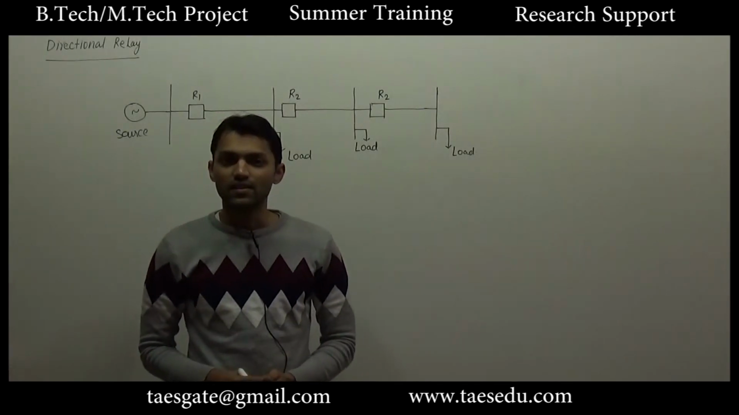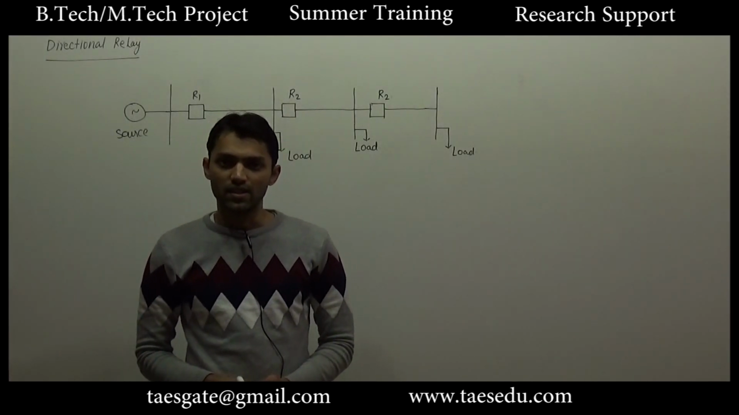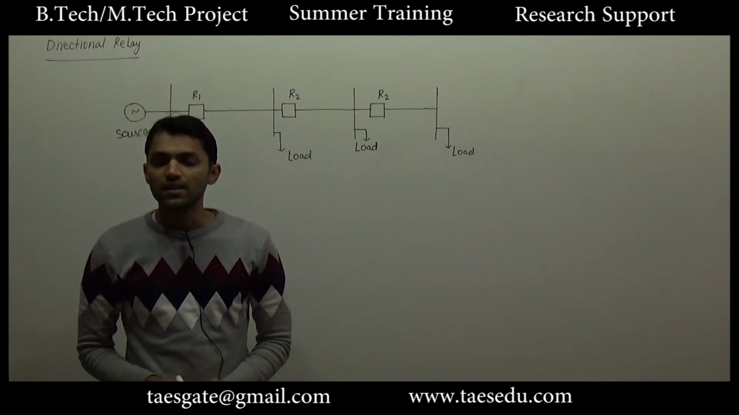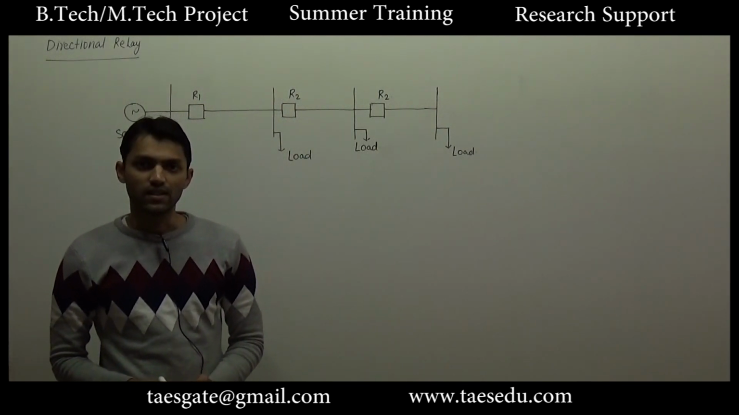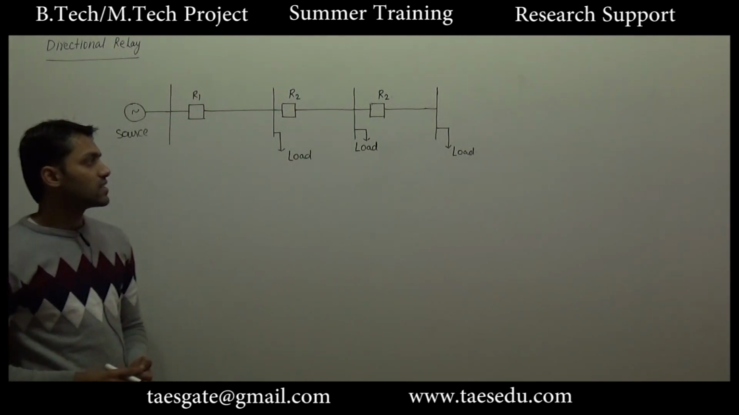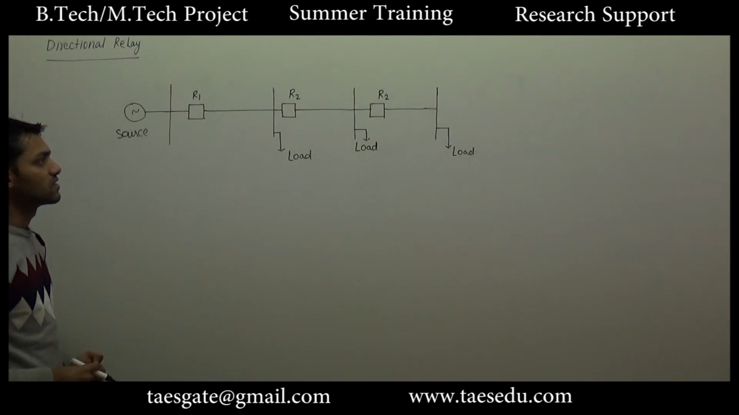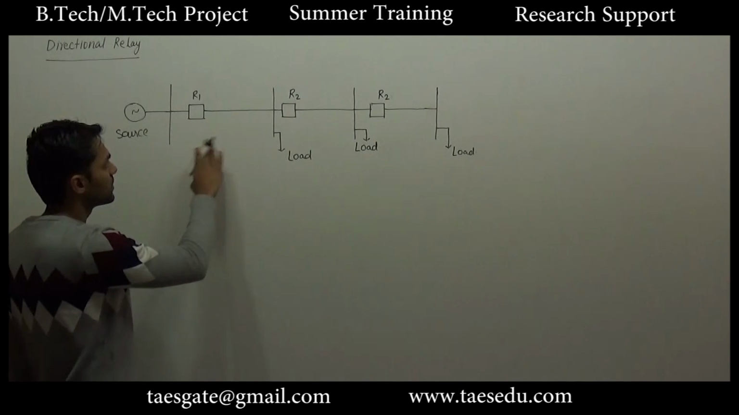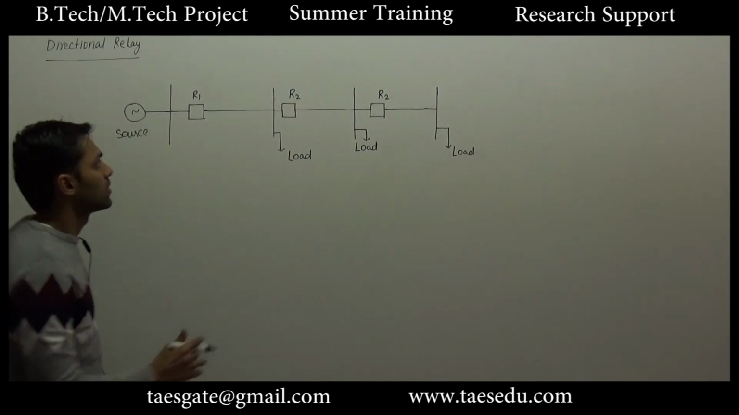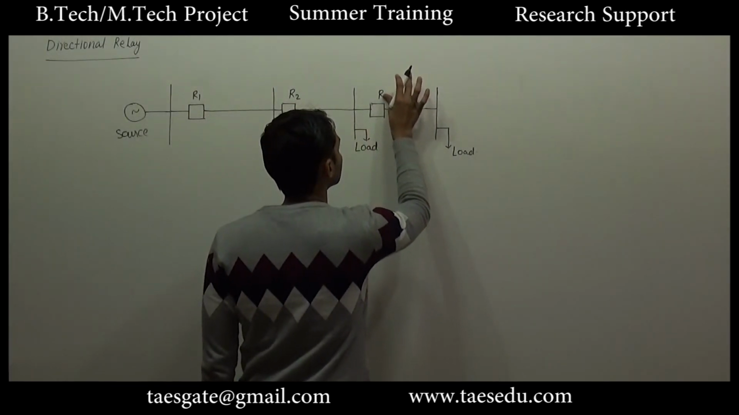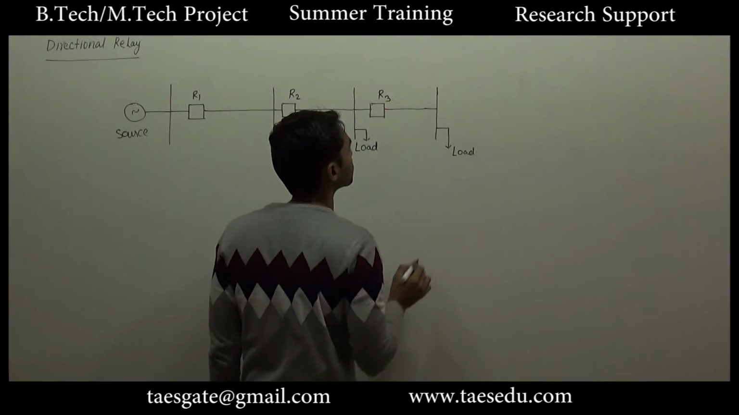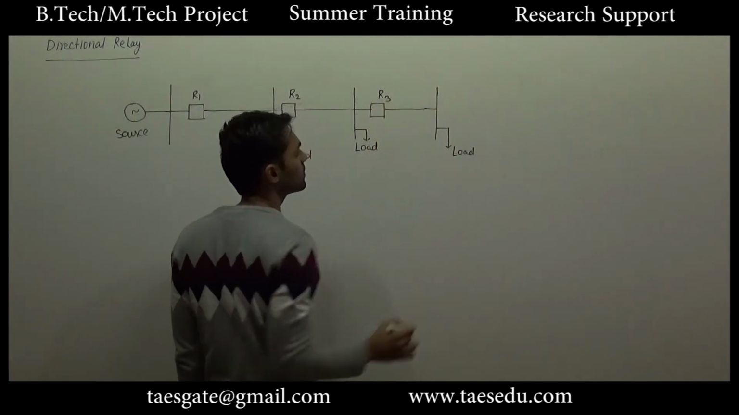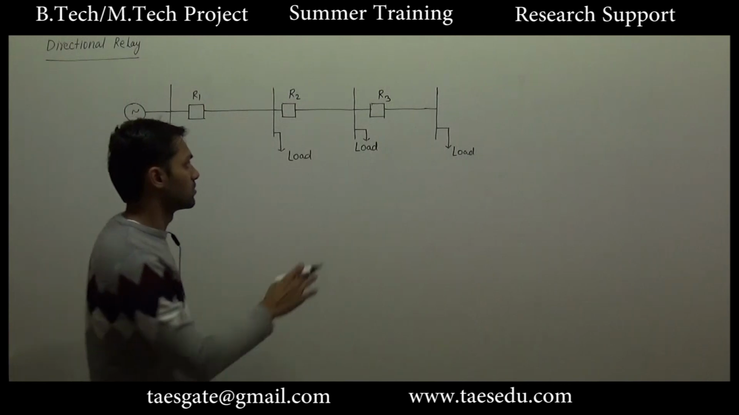Hello friends, in this lecture we will study directional relay. Before studying the principle of directional relay, let us consider the radial distribution system with single source that we have studied in overcurrent relay. So in this radial system there are three relays connected, R1, R2 and this is R3, and this bus will provide power supply to the load.